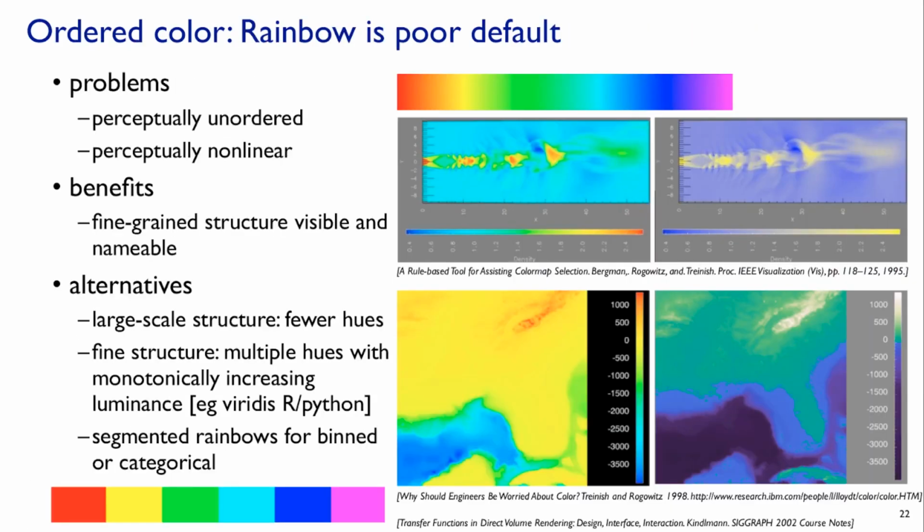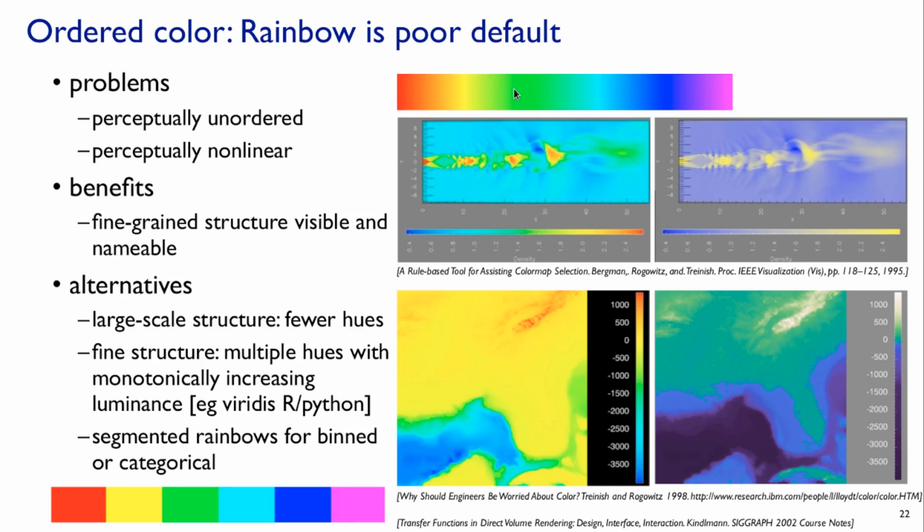When it comes to ordered color, the rainbow color scale is a poor default, and this is the default setting for a lot of scientific visualization tools. The problem is, perceptually speaking, it's not ordered. You can't say objectively that red is less than green, and it's also perceptually nonlinear.